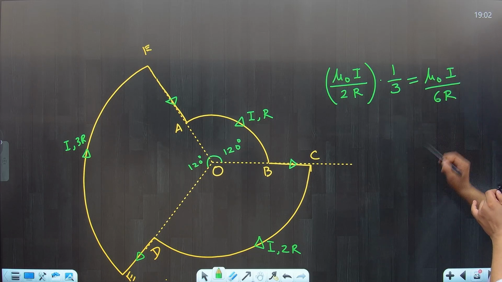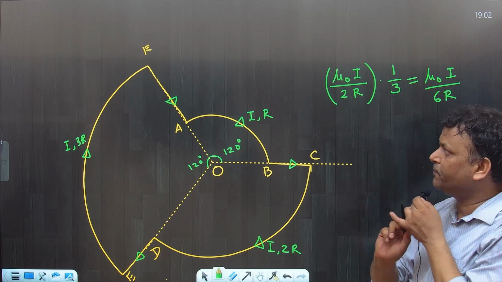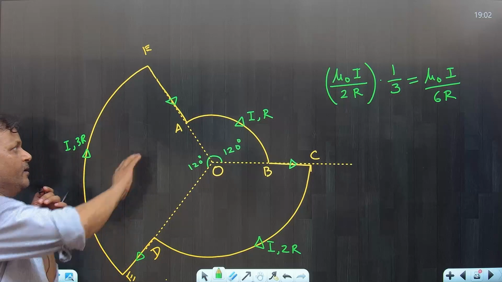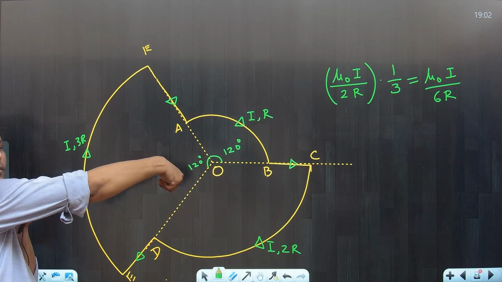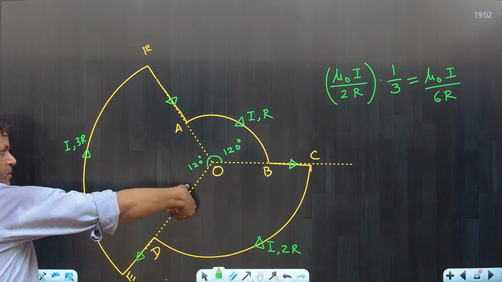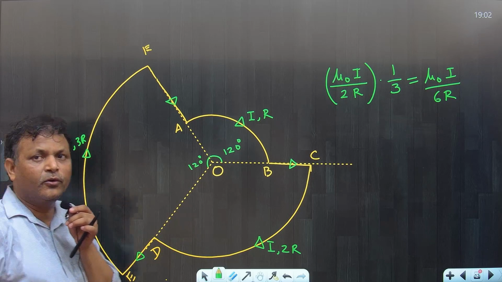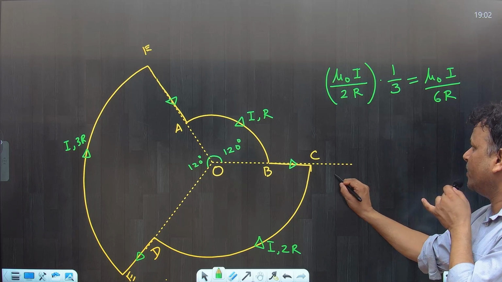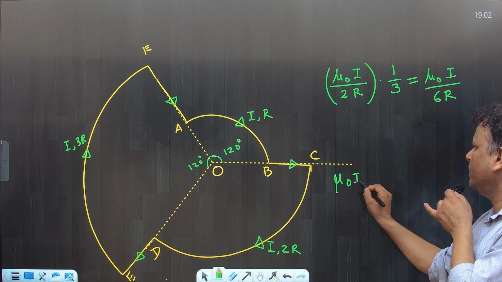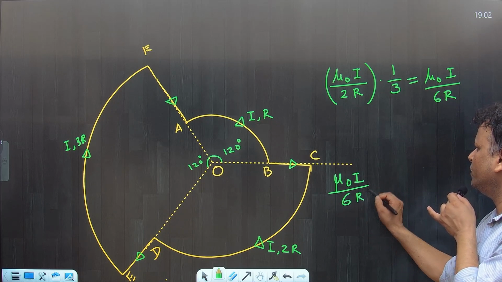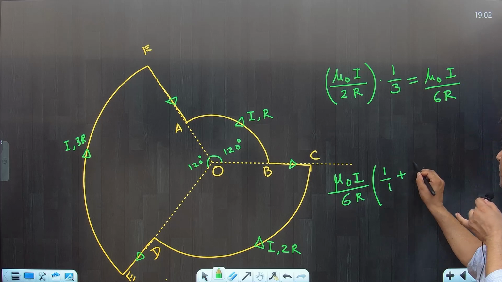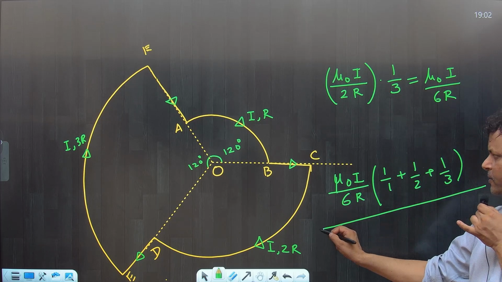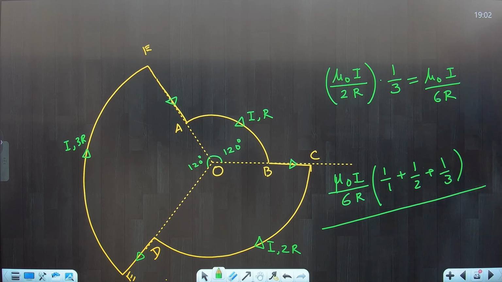Now the magnetic fields due to all portions are adding up. See, the current is in the clockwise direction, so the field is clockwise into the paper for each one. So the magnetic field is into the paper, and you add all the magnetic fields. The answer will be mu naught I by 6R into 1 by 1 plus 1 by 2 plus 1 by 3. Whatever you get is the answer, the magnetic field at O.